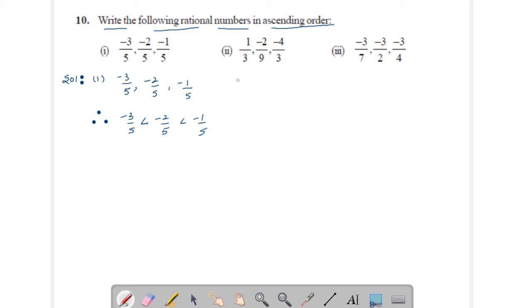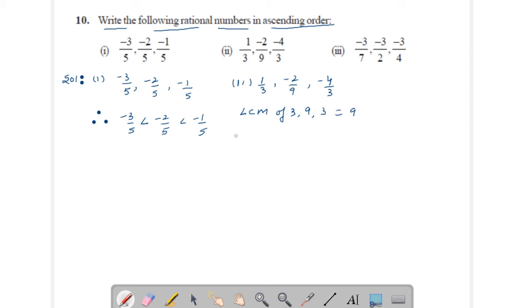Now come to second part. It is 1 upon 3, comma, minus 2 upon 9, comma, minus 4 upon 3. Here denominators of all the rational numbers are not same. Make them same by taking LCM. Here LCM of 3, 9 and 3 is 9.